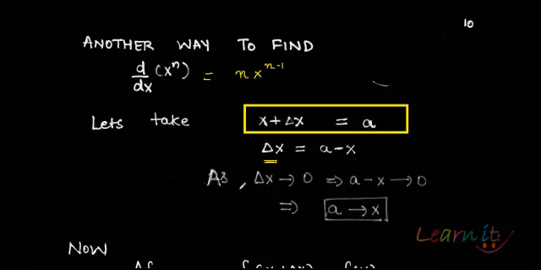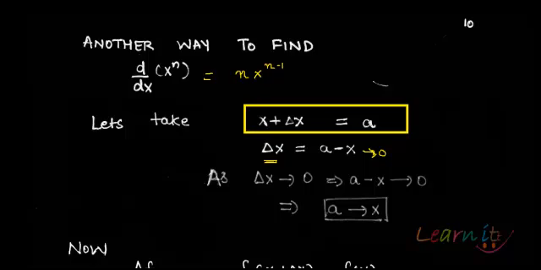Now as change in x goes to 0, what does that mean? That means that a minus x goes to 0. A minus x going to 0 actually means that a is almost equal to x, right? So that means that a tends towards x.